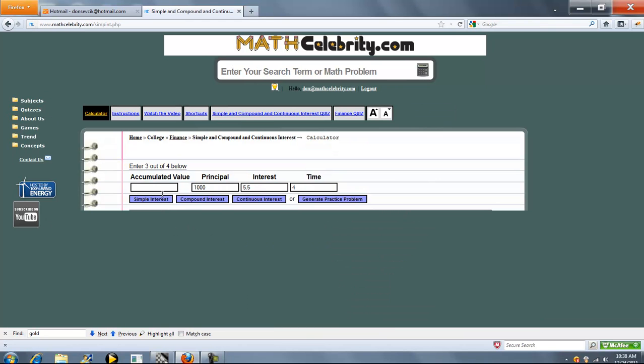So this is the calculator, and as the instructions tell you, you're going to enter 3 out of 4 items below. So you enter what you know, and what you don't know or want to solve for, you leave blank. And then whatever interest equation you're using, you press that button. So we're going to go through the various solutions here. We'll go ahead and start with simple interest.